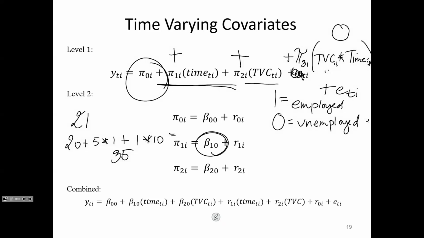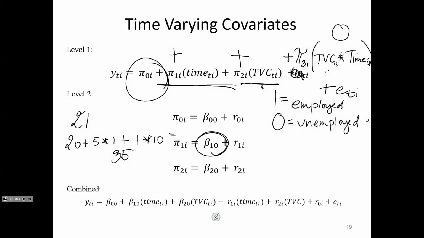Well, pi 2 is the effect of being employed when time is equal to 0. So this is telling you how much does getting a job decrease my depression if I get a job at time equal to 0. This is the effect of the time varying covariate when time is equal to 0, because I need this thing to fall out of the model to be able to interpret this. So this is the effect of the time varying covariate at time is 0.